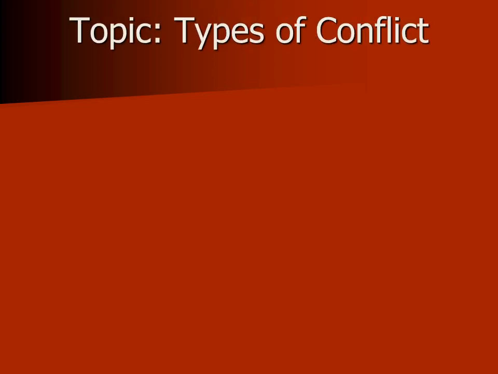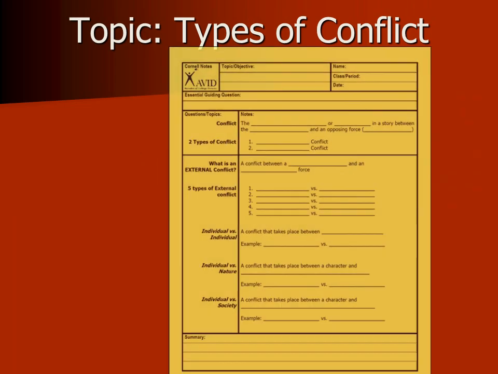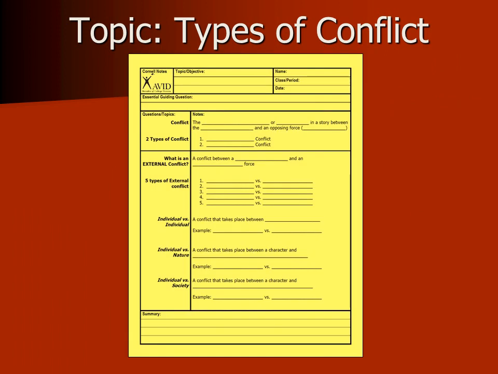So today we're going to be taking notes. The topic of these notes is the types of conflict. You're going to need something to write with, and you're going to need a copy of the Cornell Notes on the types of conflict, which should look something like this.